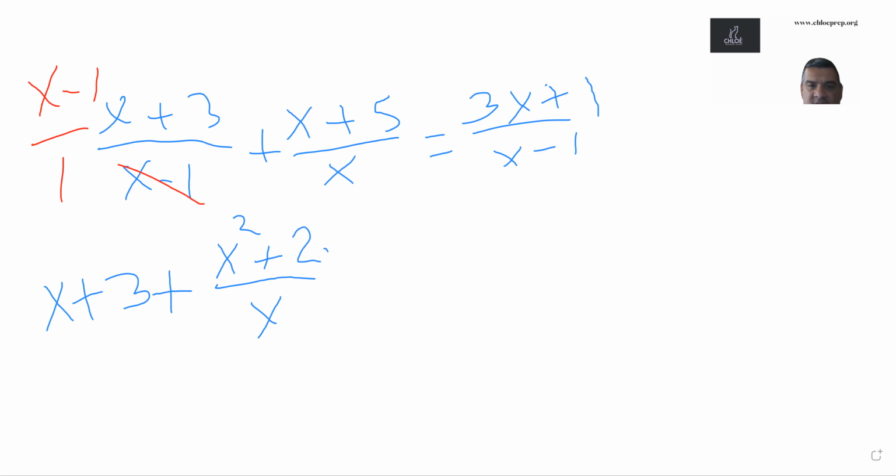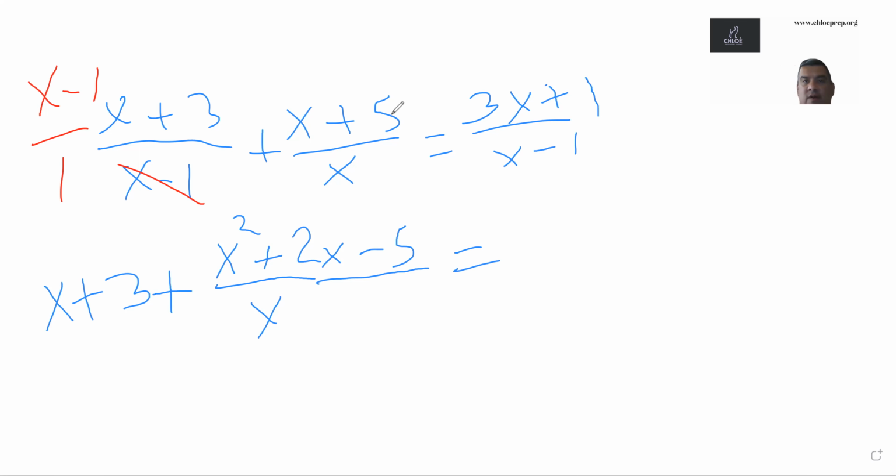So we did 2 steps at once. All right, we still need to do this negative 1 times 5, which is negative 5. So we have x squared plus 2x minus 5 still over x. We still have the right-hand side to go over.